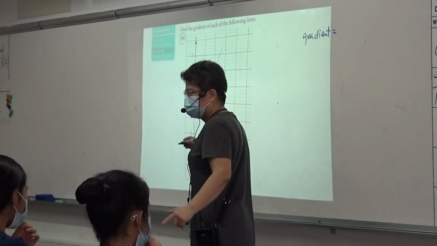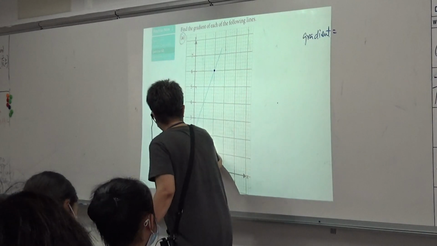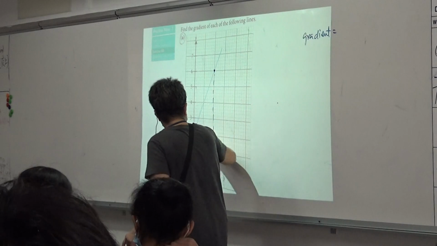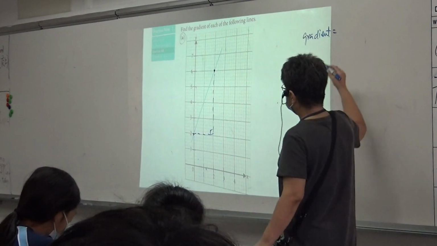Which points did you all choose? The one at the 6, is it? 6, I think. And then the one at the 2. Can I choose this one also? Yes, it doesn't matter. Whatever you choose, you draw a dotted triangle. Gradient positive or negative? Positive. So what is the rise?